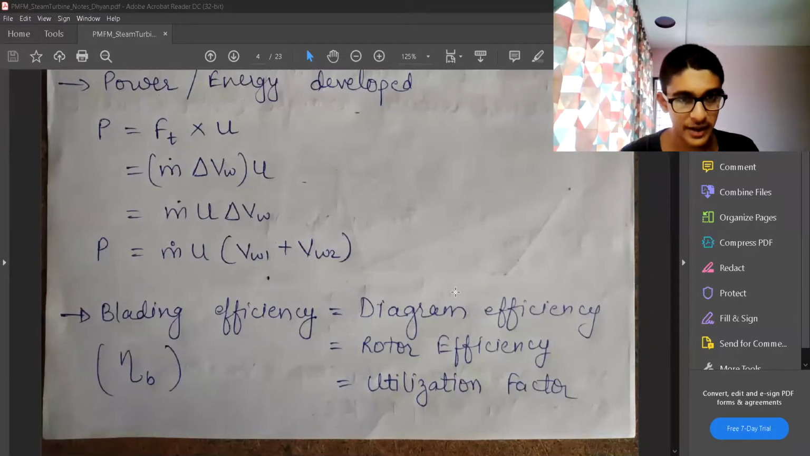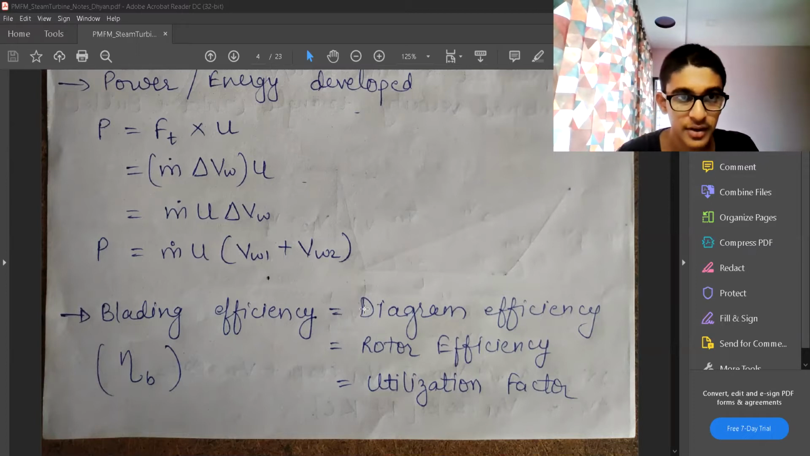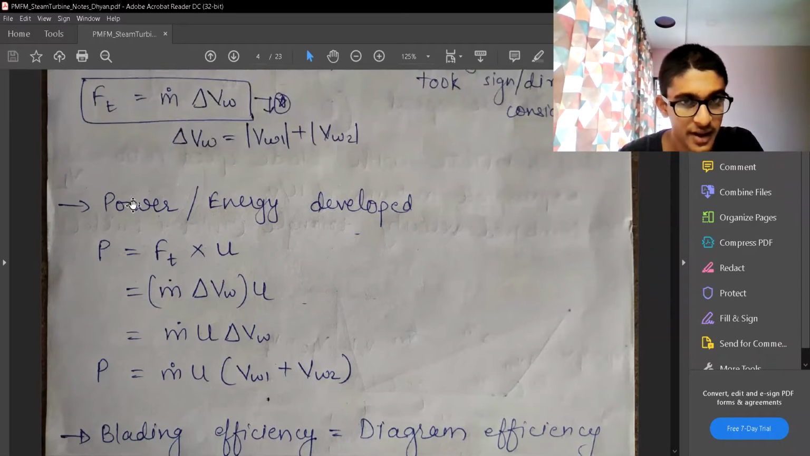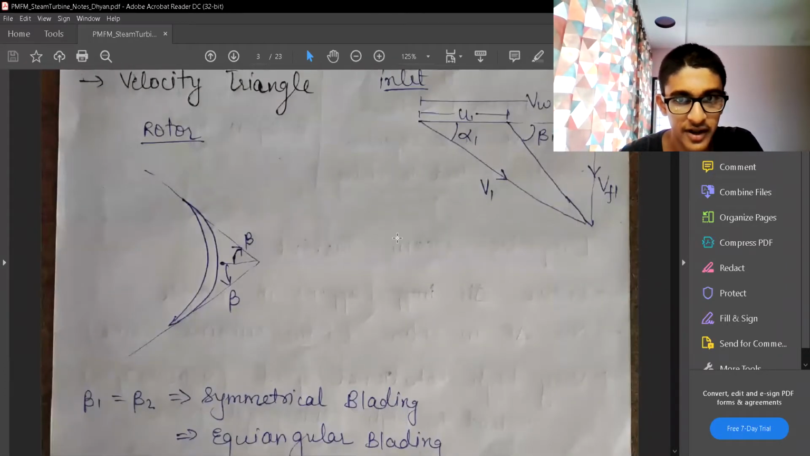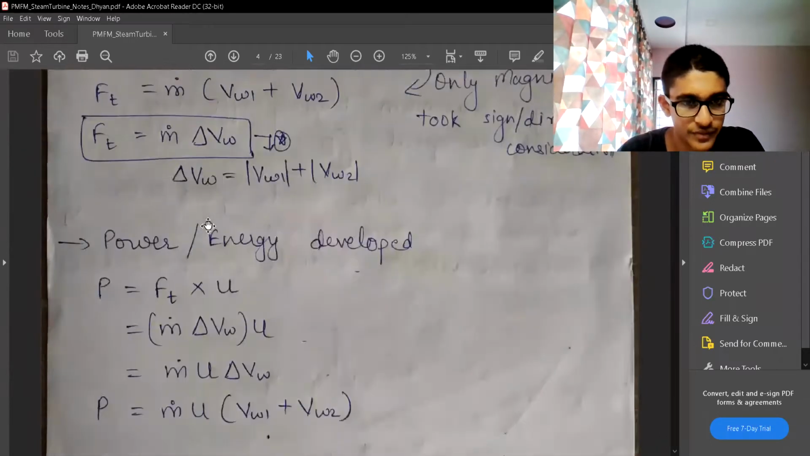So let's start with the blading efficiency. We are in the topic of steam turbine and we are looking at impulse type of steam turbines as of now. Later we'll see the reaction type of steam turbines also. So now we have already developed the equation for force and energy, and we have looked at the velocity triangle earlier. So now let's see the blading efficiency.